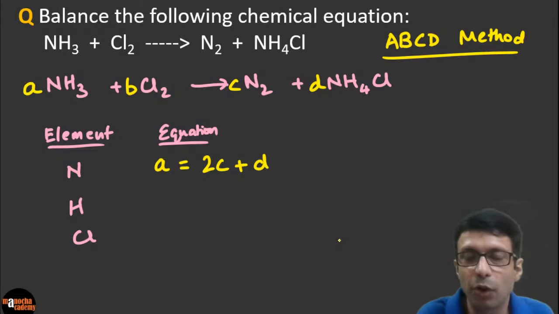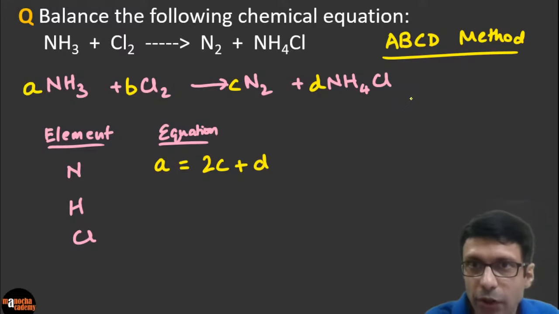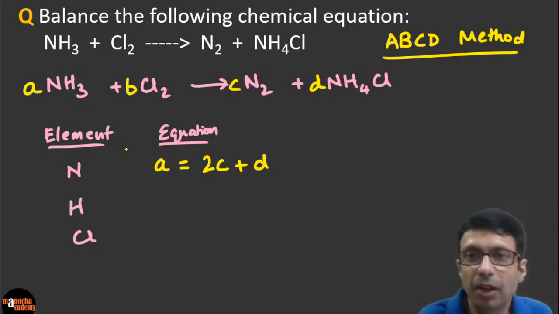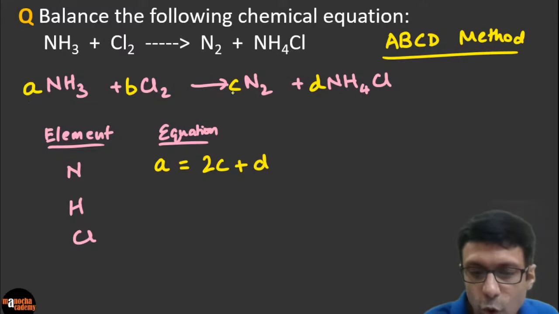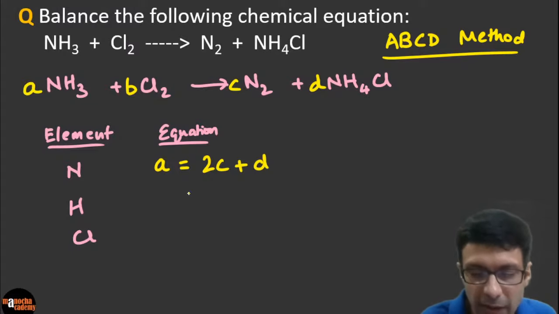Does everybody follow me? For nitrogen, please take a look carefully, because we put all these coefficients A, B, C, D. Now we need to write our number of atoms based on that. So we are equating the left and the right hand side only for nitrogen first. It's A on the left, and on the right it's 2C plus D, because 1 times D, right?